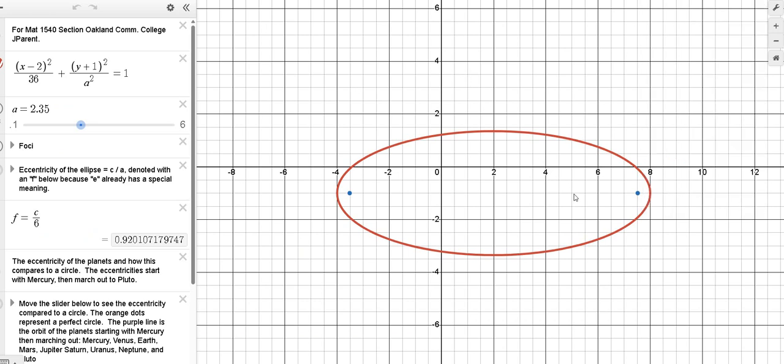So earlier when we were talking about the ellipse, I mentioned that there's these two specific points called the foci. So the foci help determine the shape of the ellipse.